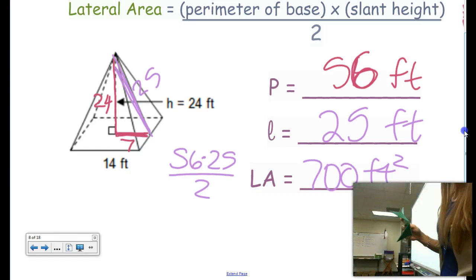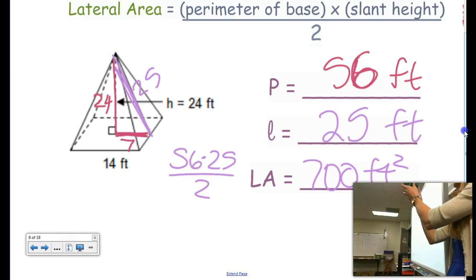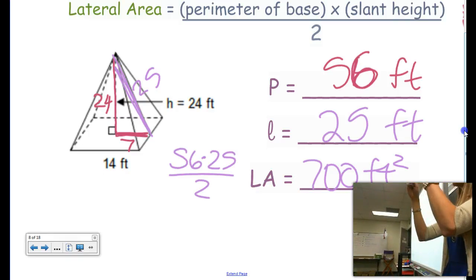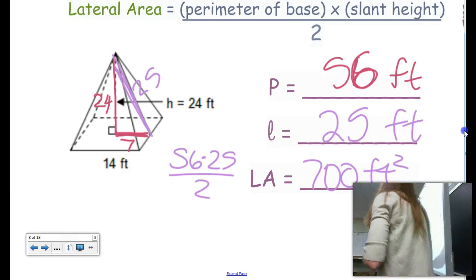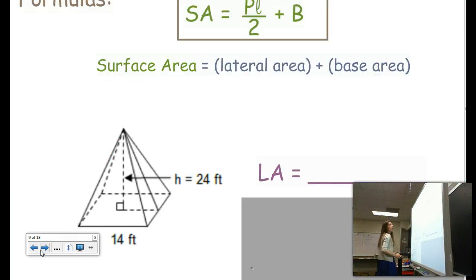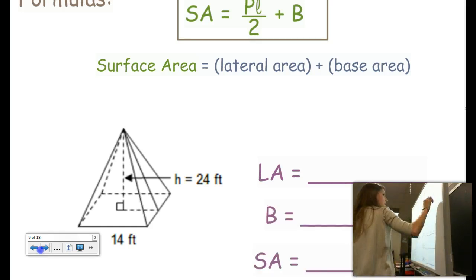All right, so once we found the lateral surface area, we found all these triangles. What do we need to add to it to get the total surface area? The base. The base is the only thing we're missing. So the formula for total surface area is what we've already found plus B, base. It's what we've already found plus B. So you don't have to do the work again.